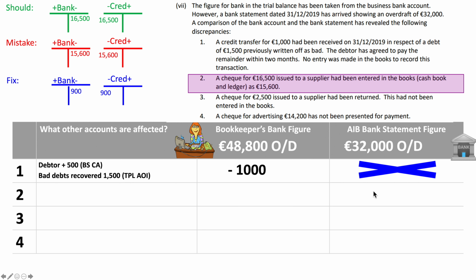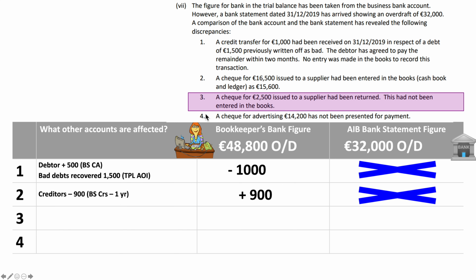Okay, so we have nothing in AIB's statement. That won't affect that at all. The bookkeeper made the mistake. It needs to be fixed in her books. So when we are minusing from the bank, that's going to increase the bank overdraft. So we'll add that to the bank overdraft. And then the creditor is going to be reduced in the balance sheet under creditors falling due within 1 year.